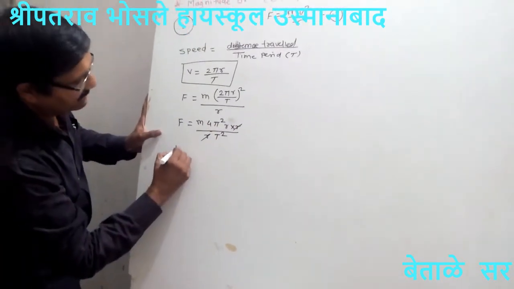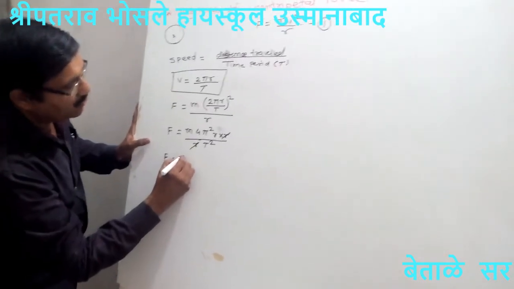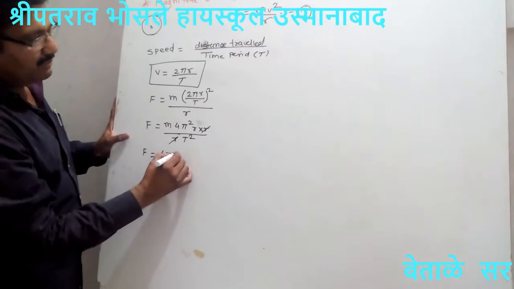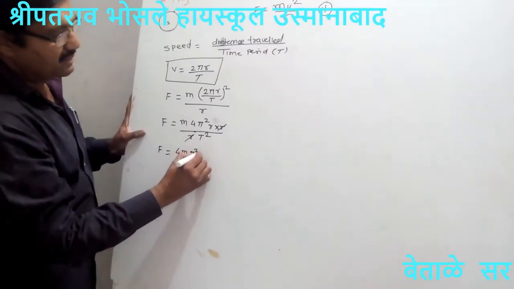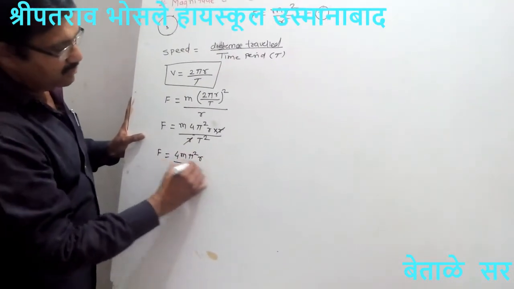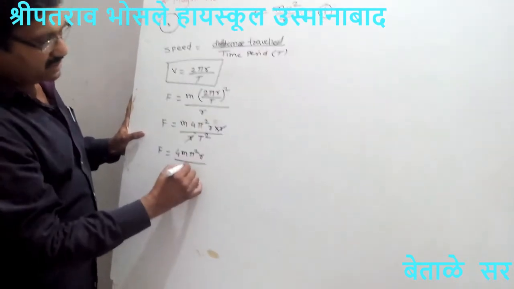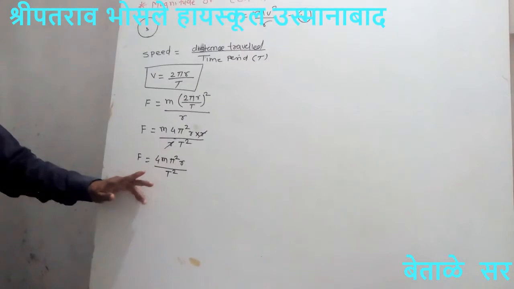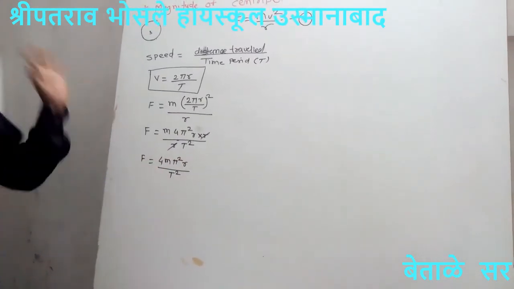So the formula we get is F is equal to 4 m pi square r upon T square. We got this formula: 4 m pi square r upon T square.